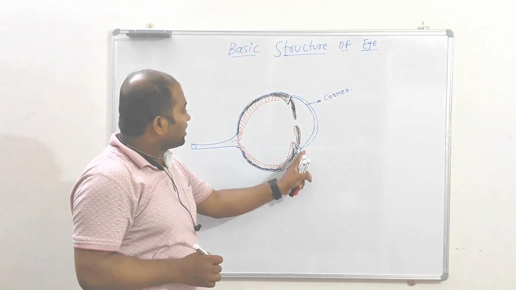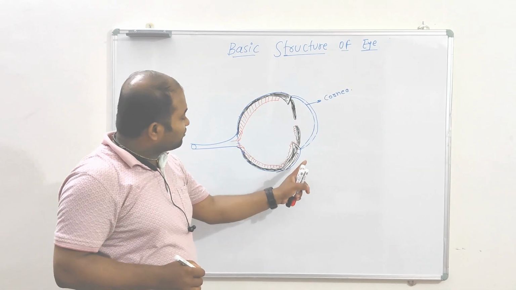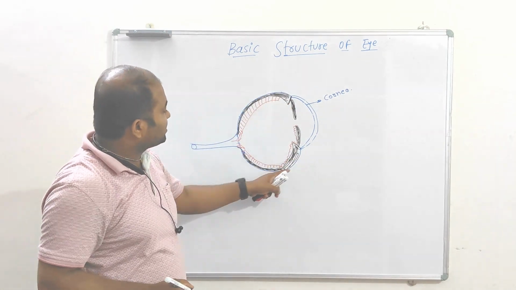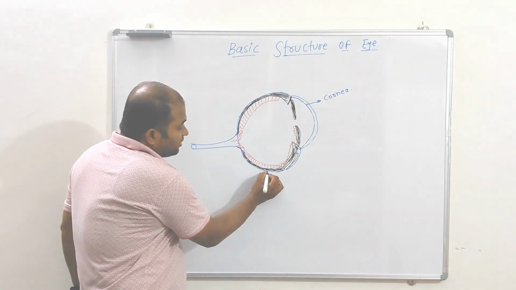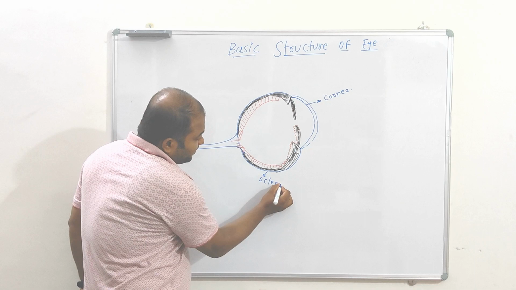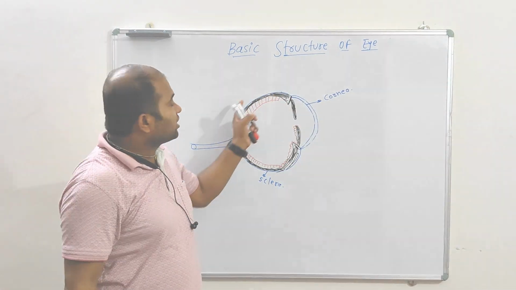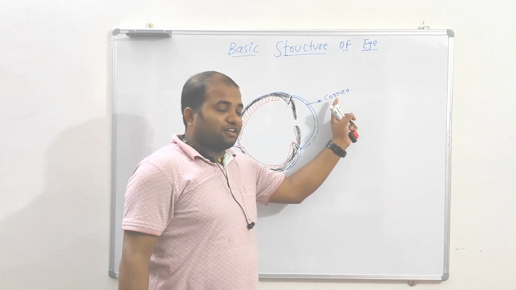Next, out of 6 parts, 1/6 part is cornea. So the remaining 5/6 part will be posterior. The 5/6 part of the outer coat or outer layer is given another name, and that is called sclera, right? So what we understood is that the outer coat or outer layer of the eyeball is divided into 2 parts, that is cornea and sclera.